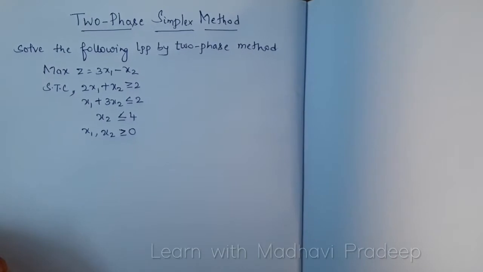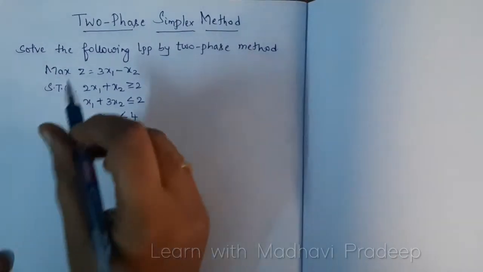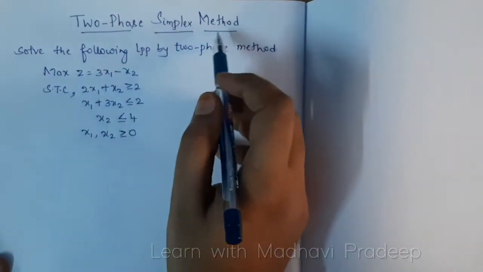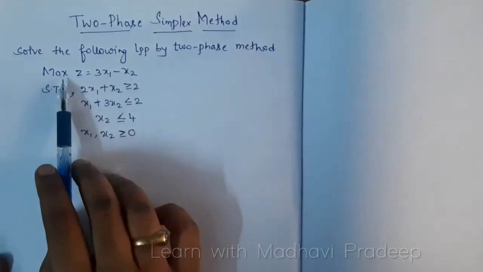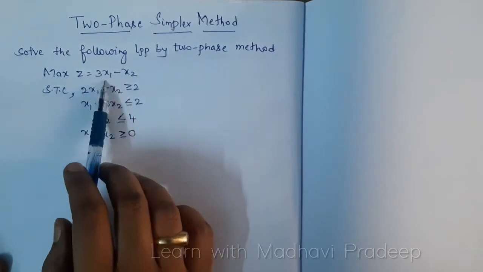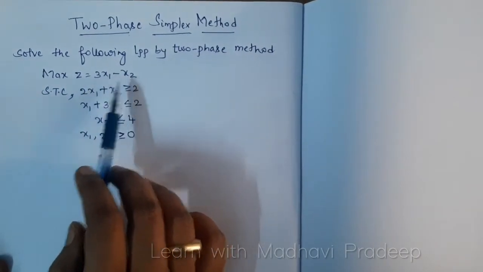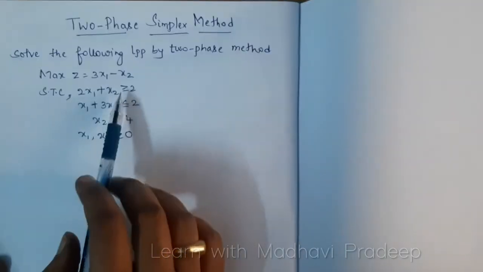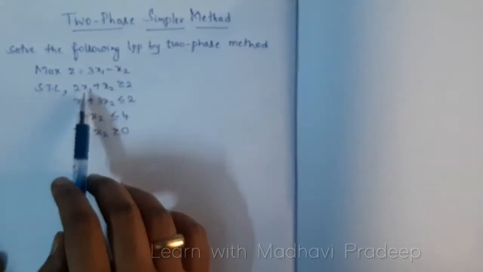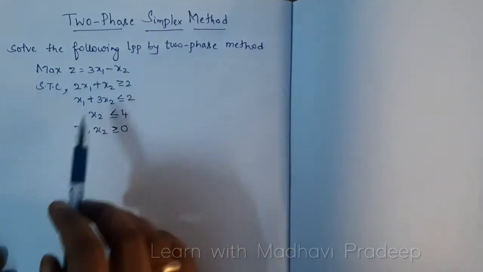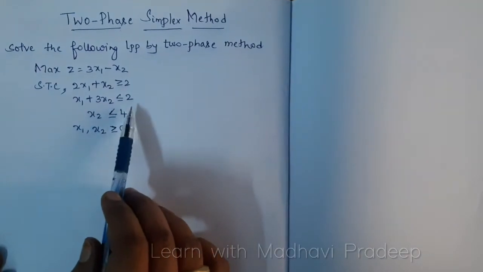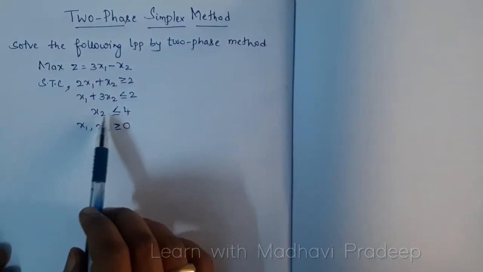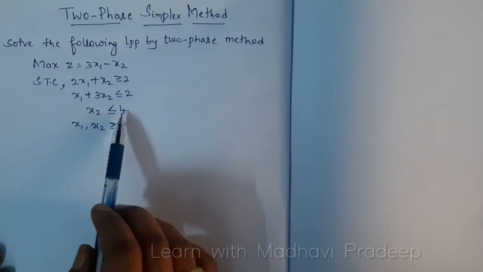Today I am going to solve the following problem using the two-phase simplex method. The problem type here is a maximization problem, and this is the objective function: max z is equal to 3x1 minus x2. Subject to the constraints, we have three constraints here. The first constraint is 2x1 plus x2 greater than or equal to 2. The second constraint is x1 plus 3x2 less than or equal to 2. And the third constraint is x2 less than or equal to 4.